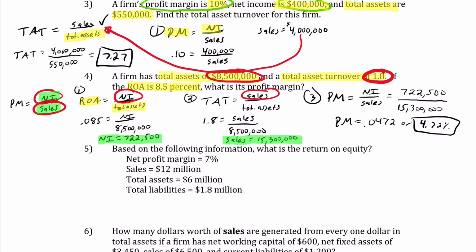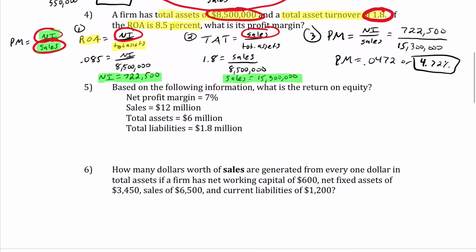All right, number 5: based on the following information, what is the return on equity? Our equation for ROE is net income divided by total equity. We have to ask ourselves, are we given any of this? We have profit margin and sales, which are two income statement items. Assets and liabilities are balance sheet items. Net income, we know, is on our income statement.